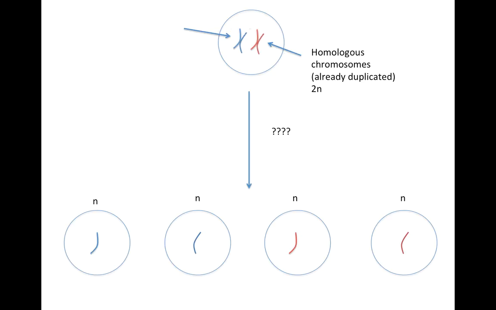So the question is, how do we go from a single diploid cell, DNA replicated, to 4 haploid gametes? This is accomplished through 2 divisions. One division of the original cell, and another division of each of the resultant daughter cells. We have here a single diploid cell with a duplicated genome.